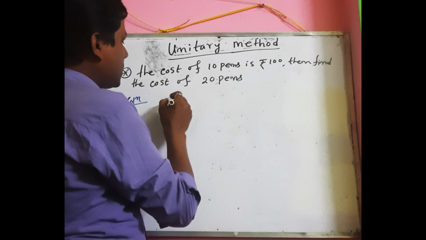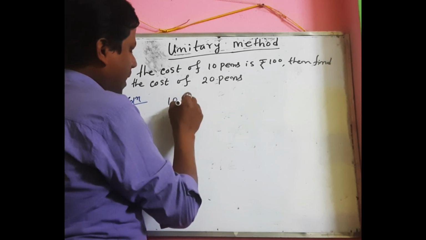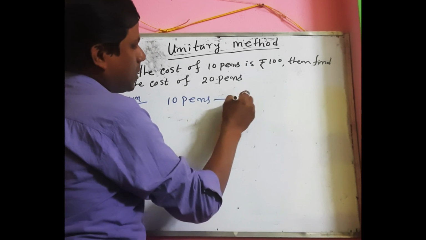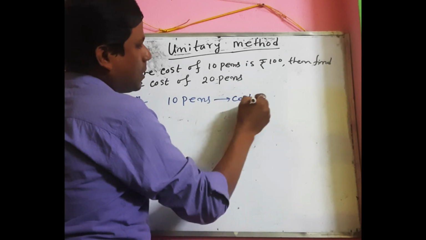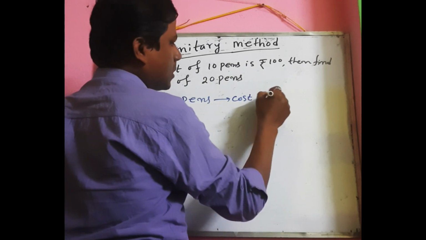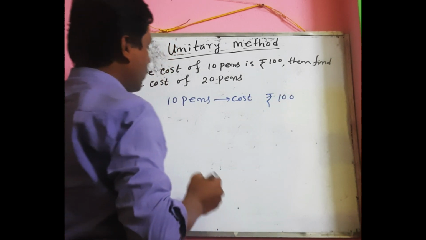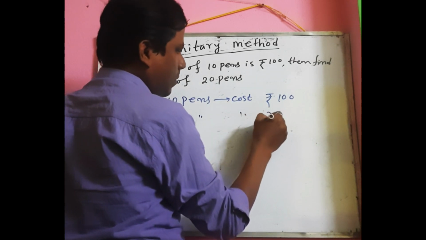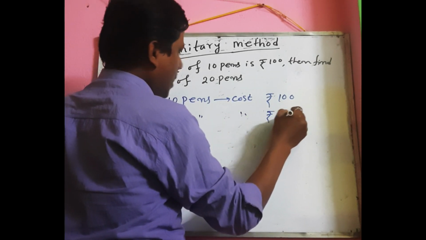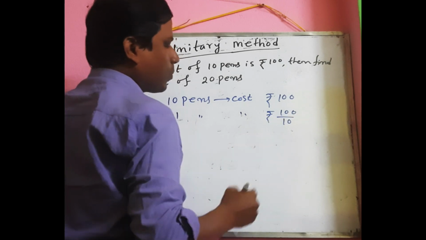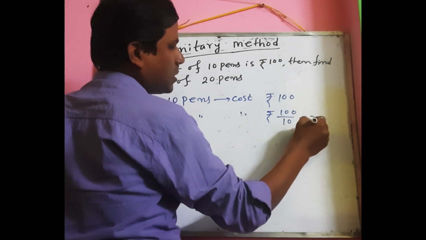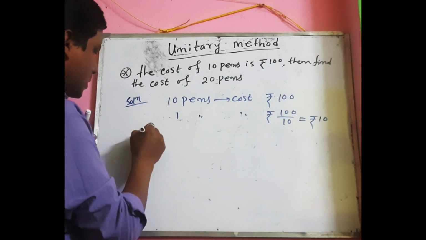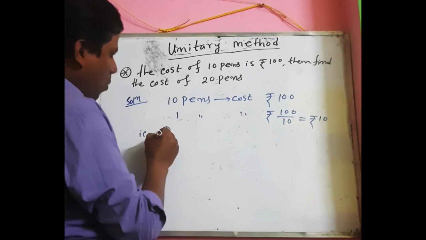Now here the number of pens is 10 and the cost is Rs 100. Now one pen's cost will be 100 divided by 10. So this is 10 rupees. That is the cost of one item.